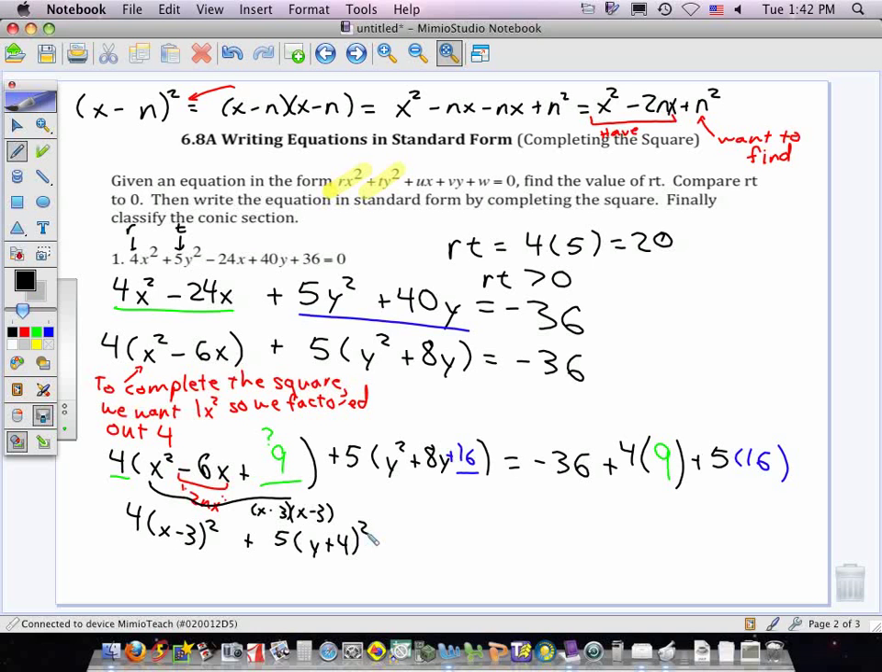Now, if you don't see how to get the x minus 3 squared part directly, just factor it the way you learned in Algebra 1, where you look at, okay, we need x and what multiplies to 9 and adds to -6. You'll see you get the same factor, so that's why it becomes the square part. Equals, let's see, -36 plus 4 times 9, so that gives us 0, then plus 5 times 16 is 80.